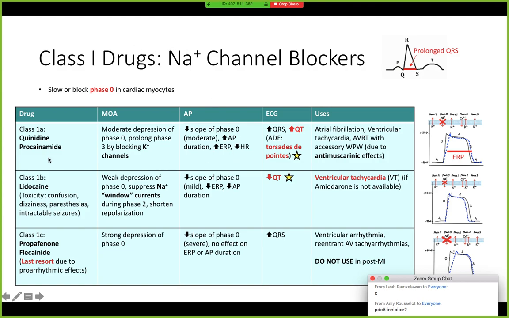So if you're wondering, class 1A and class 1B are both sodium channel blockers, so why does one prolong the QT interval and why does one decrease it? It has nothing to do with the sodium channel. It's actually the fact that class 1A blocks potassium channels in phase 3. That gives you the longer QT interval because repolarization takes longer to occur.